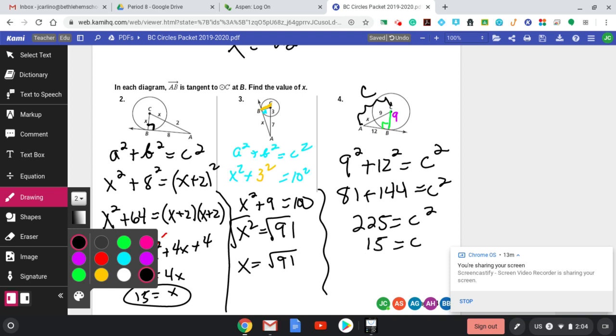Now you tell me, how can I find x pretty easily? x will be equal to 15 minus 9, which is 6. Okay? Again, could you have done x plus 9 all squared as the hypotenuse? Absolutely. You would have to FOIL, move everything over, factor probably, and reject the negative. A little bit quicker here. Just finding the whole hypotenuse and then subtracting 9 from that. Okay? So tangent, radius drawn to a point of tangency is perpendicular.